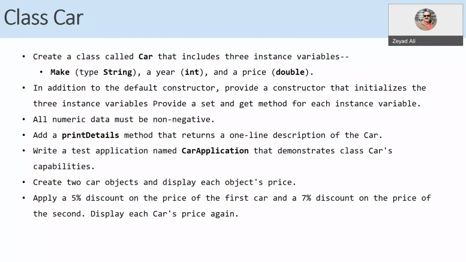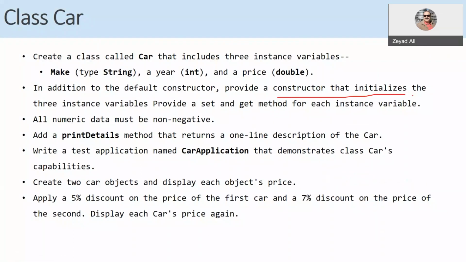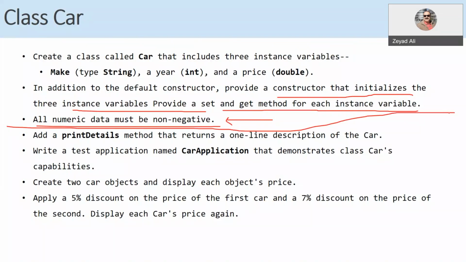See the next step. In addition to the default constructor, so they want us to do a default constructor, provide a constructor that initializes the 3 instance variables, provide set and get for each instance variable. All numeric data must be non-negative. Means that you need to do some validation if the user provides negative data. Let us at least do this part. Then we will do a print details problem, and we will continue from here.